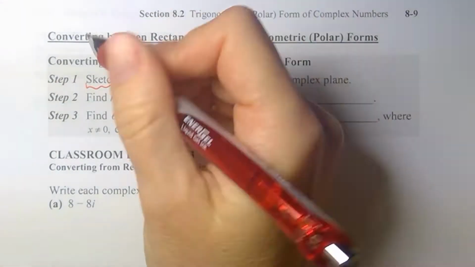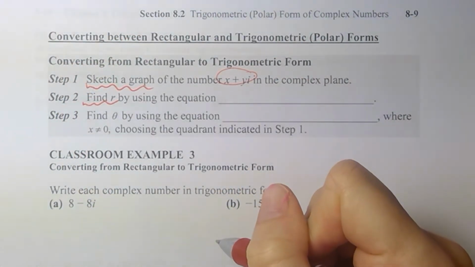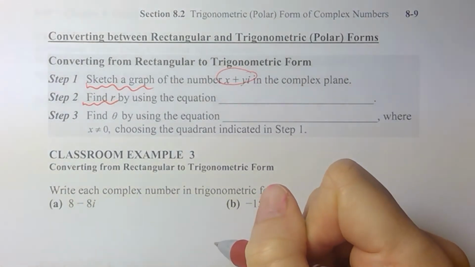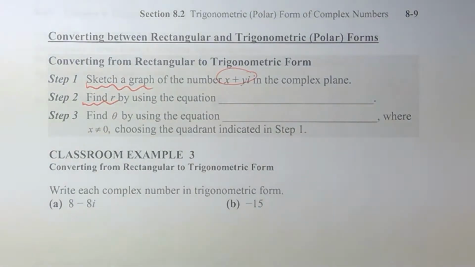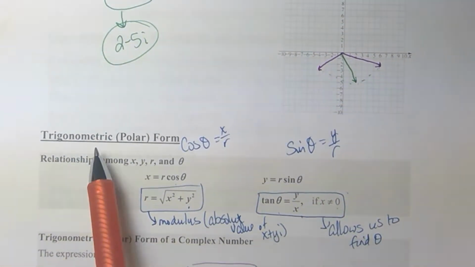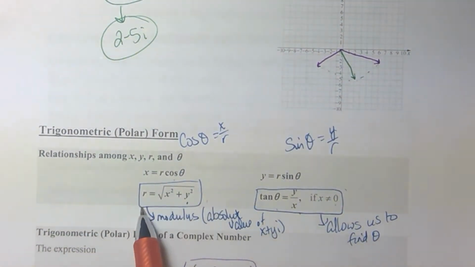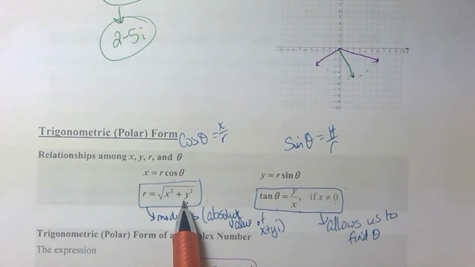Then, using that sketch, I'm going to find r. Remember our box on the last page. I'm going to find r by using my... I'm sorry, it's the first page of this set of notes. No, it is the last page. I'm looking for it. So when I introduce the trig form, we're going to find r using the Pythagorean Theorem.